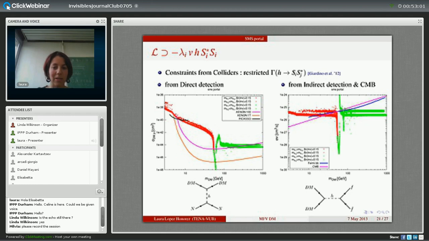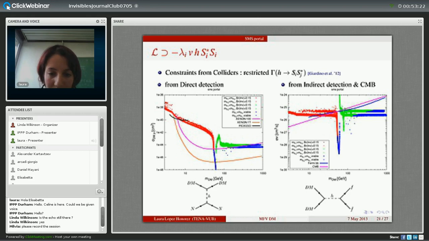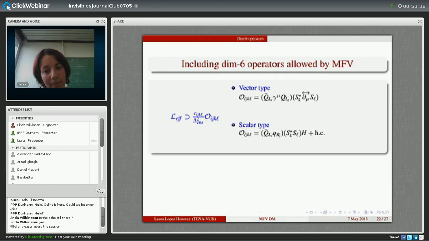What you see right now is that the viable part of the parameter space for just the Higgs portal scenario is the blue points that are left there. So apart from the very fine-tuned resonant region, you should have a dark matter candidate which has a mass above something like 100 GeV in order for your scalar dark matter candidate interacting through the Higgs portal to still be viable today.